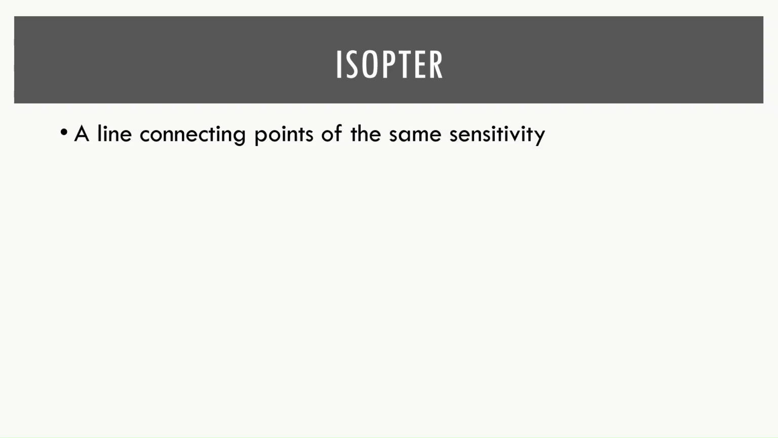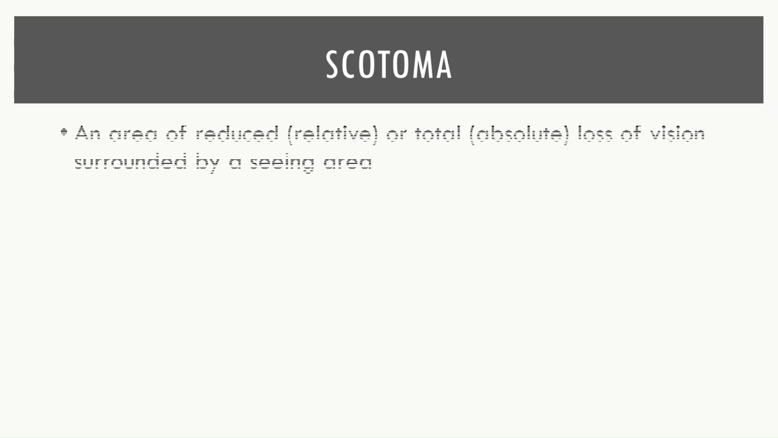An isopter is a line joining points of equal retinal sensitivity and is a fundamental concept in kinetic perimetry. When the field is represented as a hill, isopters resemble the contour lines on a map. Scotomas may be relative or absolute. An area of reduced vision surrounded by a seeing area indicates relative scotoma, and an area of total loss of vision surrounded by a seeing area indicates absolute scotoma.